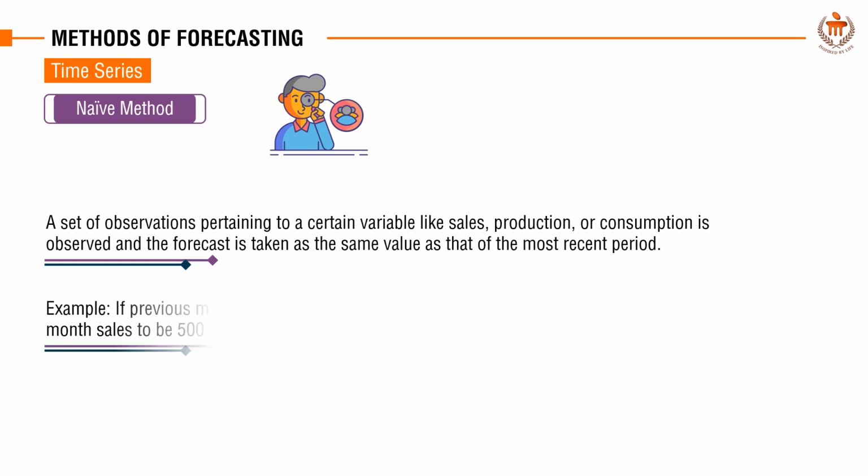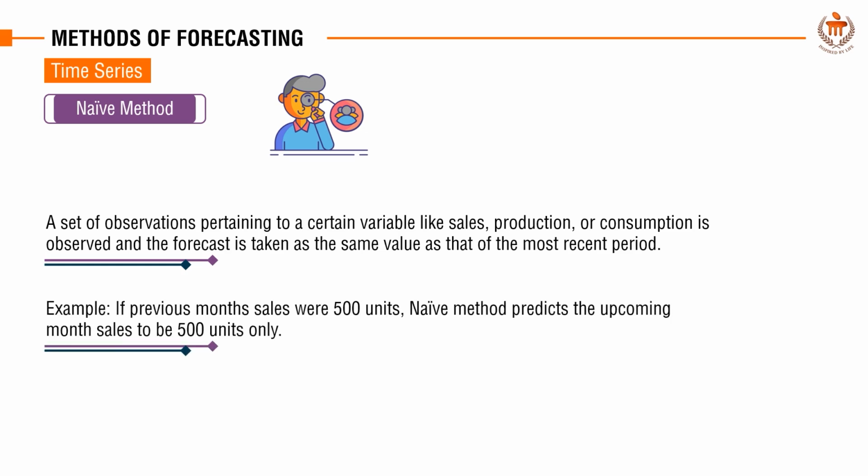For example, if we are observing monthly sales data and the sales for the last recorded month are 500 units, the naive method would predict that the sales for the next month will also be 500 units.